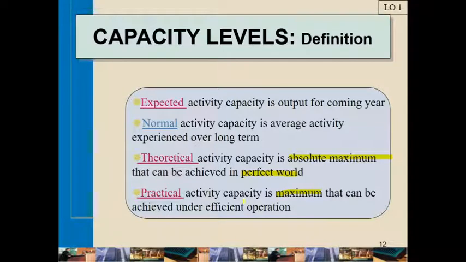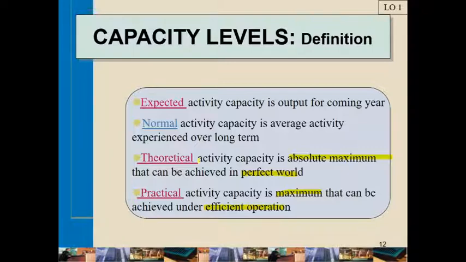However, the difference with your theoretical capacity is that it can be achieved under efficient operations. This one is in a perfect condition. Practical is efficient operation. So, it's different. It doesn't mean that it is efficient because it is perfect. So those are your three capacity levels.